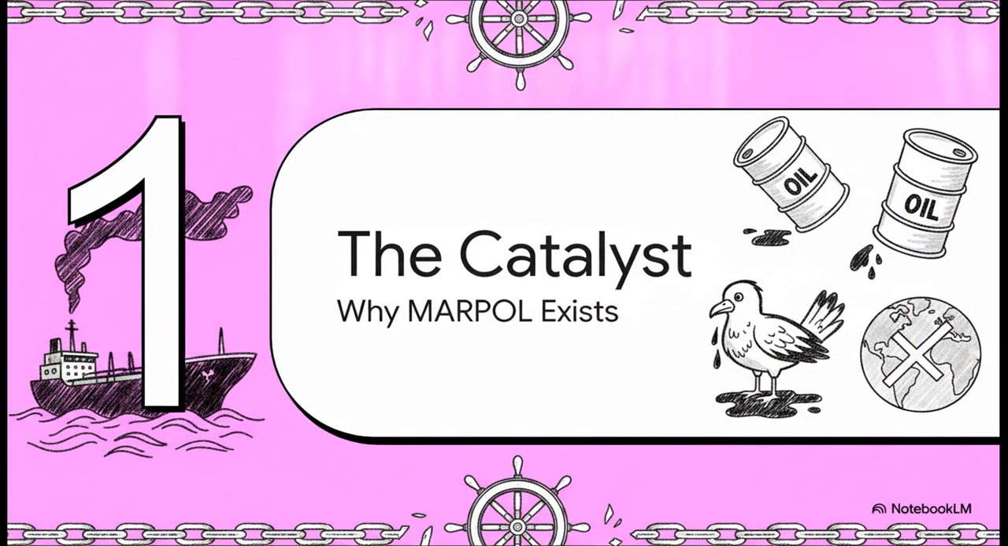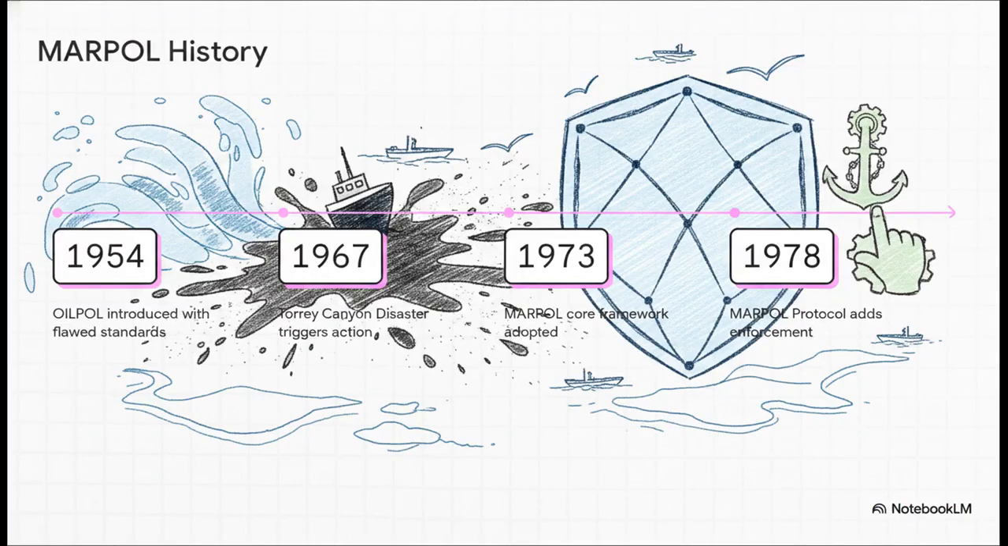Section 1. The catalyst. Why MARPOL actually exists. It's a grim reality, but international maritime law is almost always written in the wake of disaster. If you look back before 1954, there were basically no uniform international standards. We had OilPol, but honestly, its standards were pretty flawed and limited. The real trigger event happened in 1967 with the Torrey Canyon disaster. This was a massive oil spill that completely devastated coastlines.